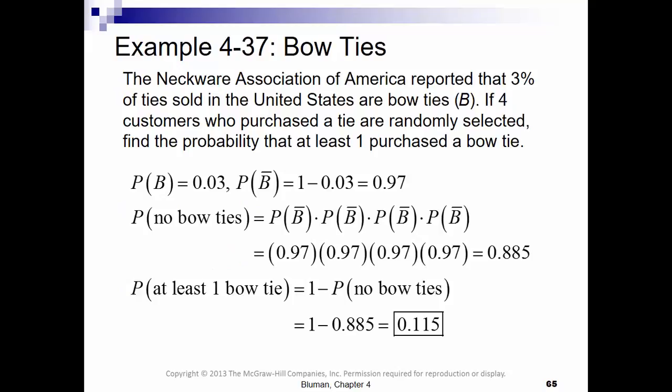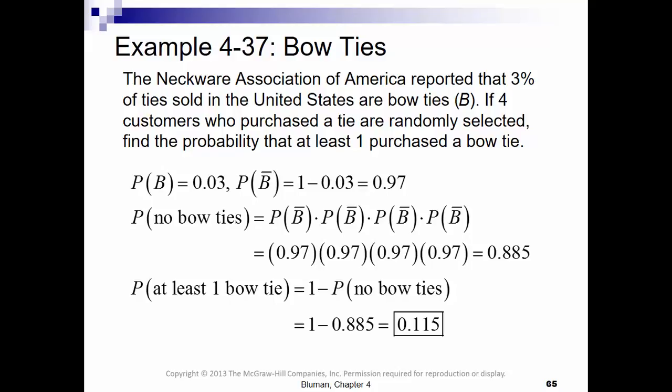Neckwear Association of America reported that 3% of ties sold in the United States are bow ties. If 4 customers who purchased a tie are randomly selected, find the probability that at least one purchased a bow tie. Now this is harder with that at least thrown in, because that means that 1 could have purchased a bow tie, 2 could have, 3 could have, 4 could have, all 4 could have purchased a bow tie, but at least one of them did.